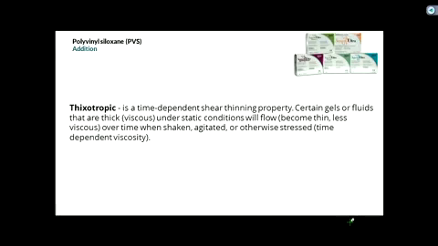Thixotropic. Geez, another big word. A time-dependent shear-thinning property. Certain gels or fluids that are thick or viscous under static conditions will flow or become less viscous over time when shaken, agitated, or otherwise stressed. So it's a time-dependent viscosity. So again, something else that is time-dependent.